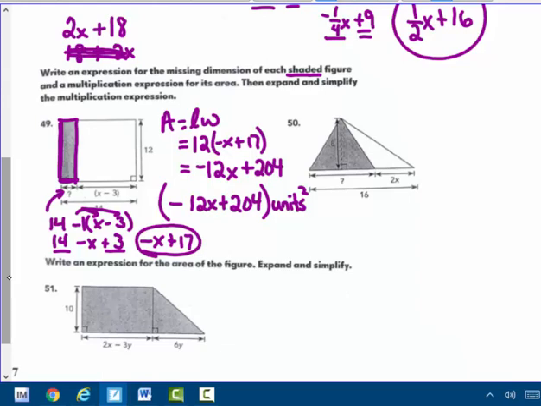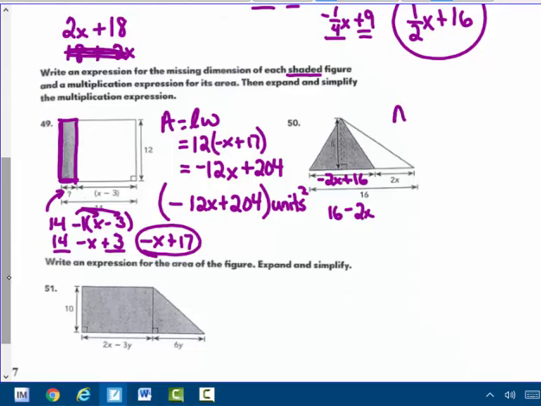Number 50 is a triangle. Well, I know the formula for a triangle is area equals 1/2 base times height. And this question mark, if the entire length there is 16 and the known length is 2x, so 16 minus 2x will give me this question mark. But I'm going to rewrite it in good algebraic form and put my algebraic term first, negative 2x plus 16. That is a negative 2x and this is a positive 16. So now I have my base of my triangle.